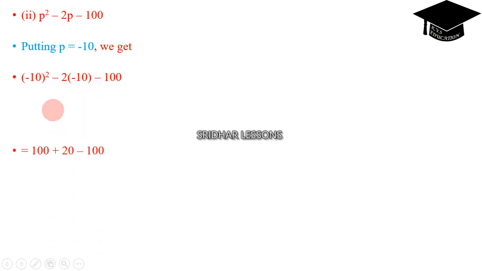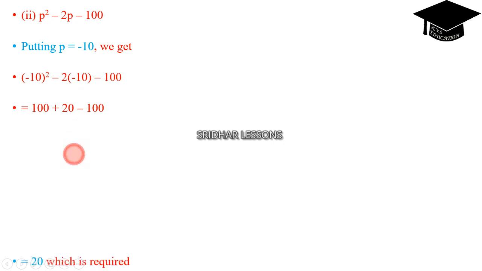Question number 2. P square minus 2p minus 100. So we have to put the value of p is equal to minus 10. This is equal to minus 10 whole square minus 2 into minus 10 minus 100. So 10 square is equal to 100, minus 2 into minus 10 plus 20, minus 100. 100 and 100 will get cancelled to get 20 as the answer.